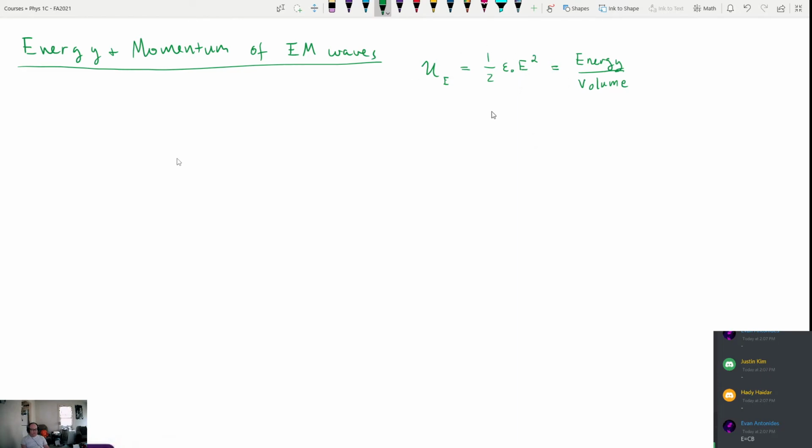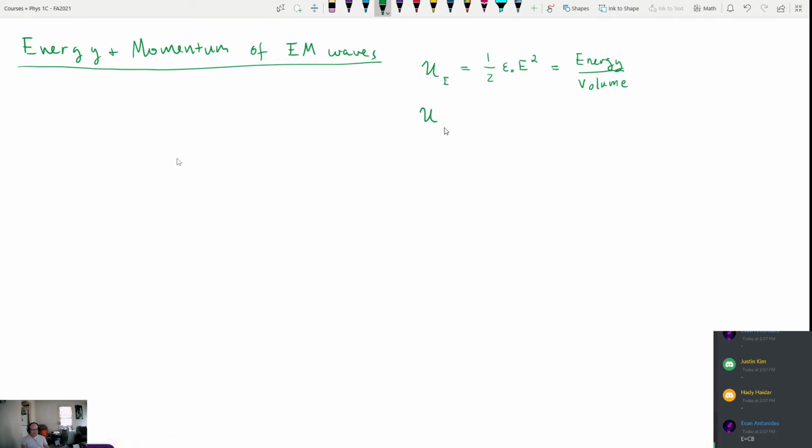And the simplest way to derive this is to take a capacitor, write down the expression for the energy stored in the capacitor, and then divide by the volume, and you can prove that you get exactly this relationship. It's very, very easy to derive. We did it in class, and you can go back and look at the derivation in the capacitor chapter if you want.